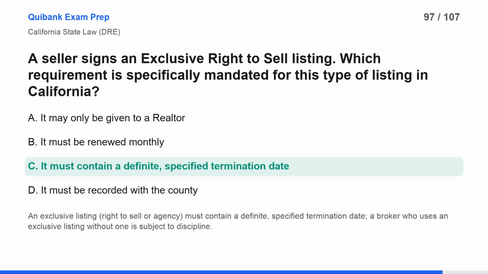The answer is C. It must contain a definite, specified termination date. An exclusive listing right to sell or agency must contain a definite, specified termination date. A broker who uses an exclusive listing without one is subject to discipline.